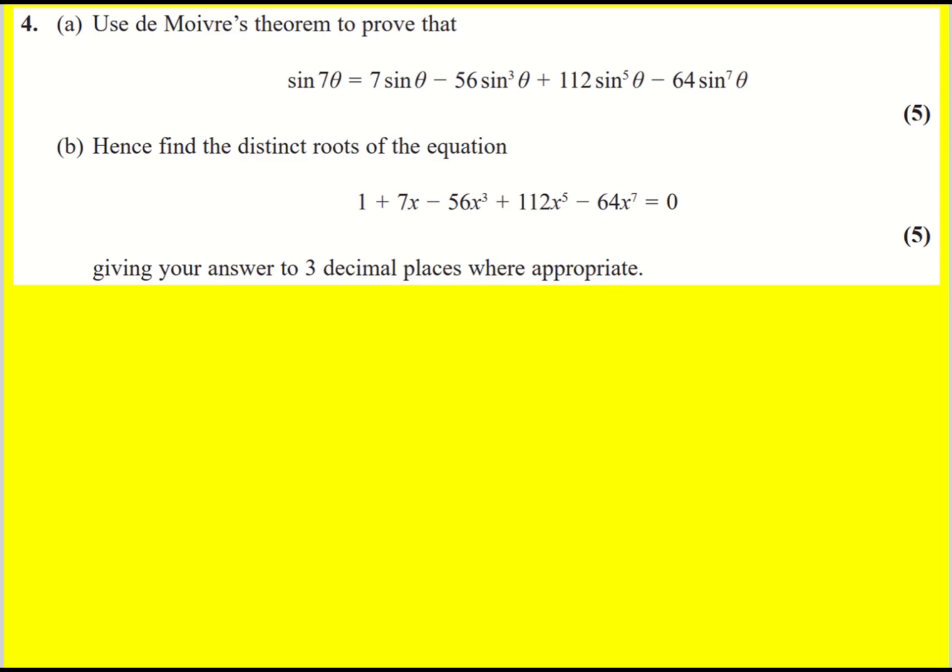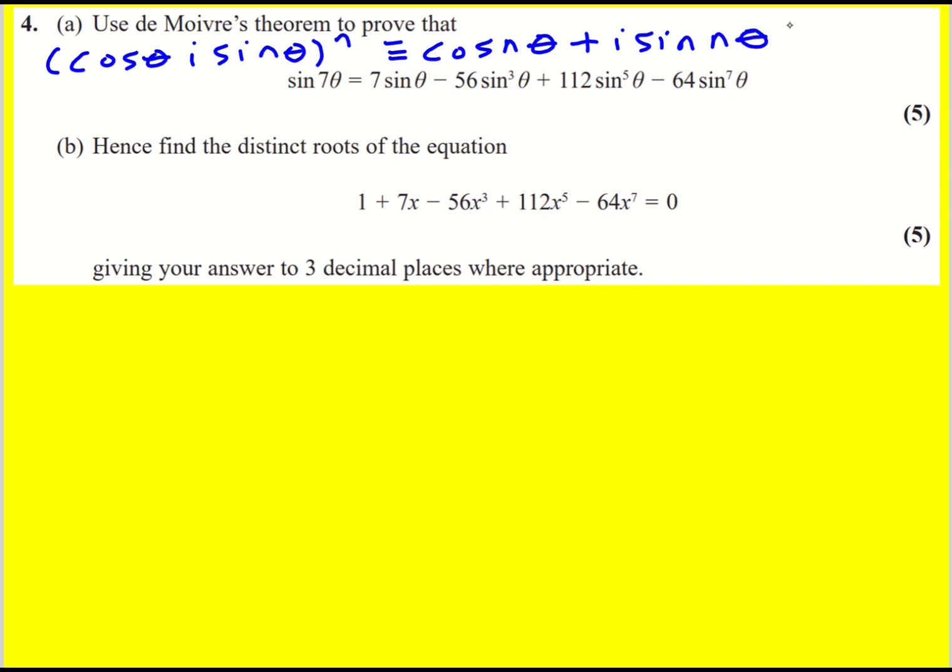Use Moivre's theorem to prove this identity. So Moivre's theorem says that if we have cos theta plus i sine theta, and we raise it to the power of n, then this is the same as cos n theta plus i sine n theta. And you can prove that using Euler's relation. We're just going to use it here.